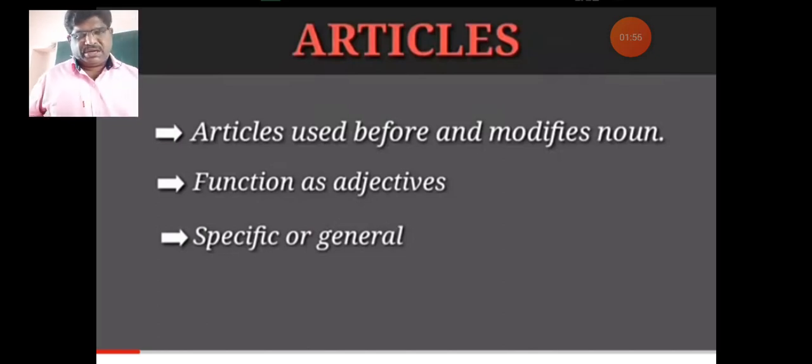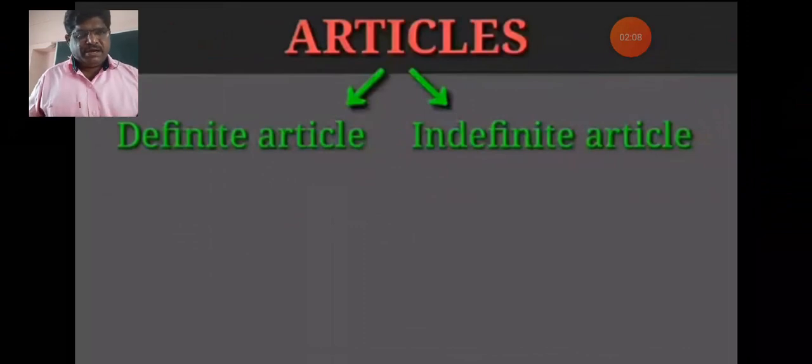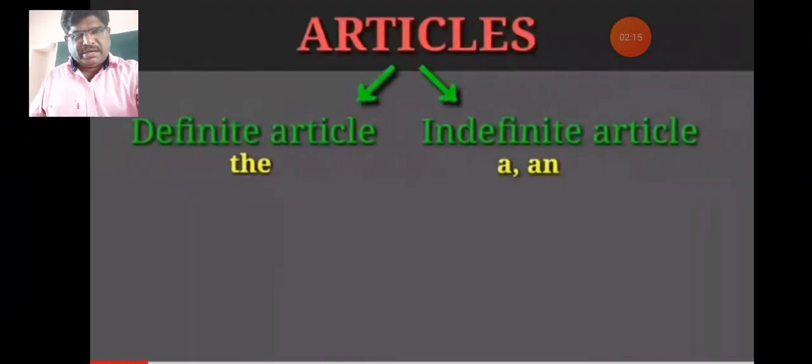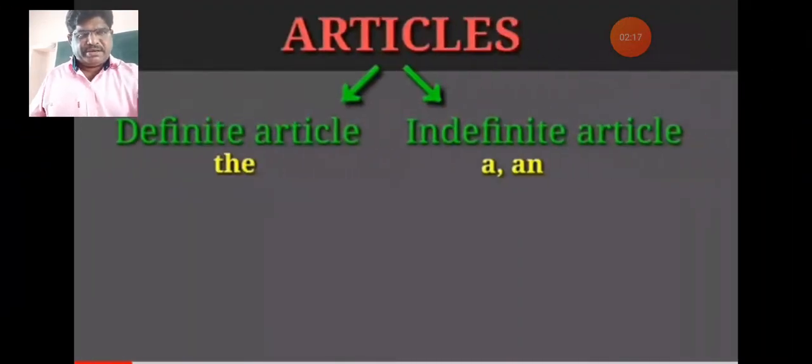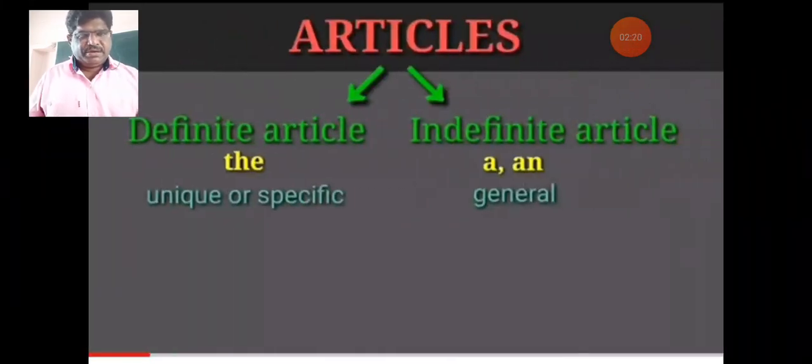Specific or general: the definite article the is the specific one. A or an, the indefinite articles, are the general ones. The definite article is unique, meaning special or specific. The indefinite article is general.